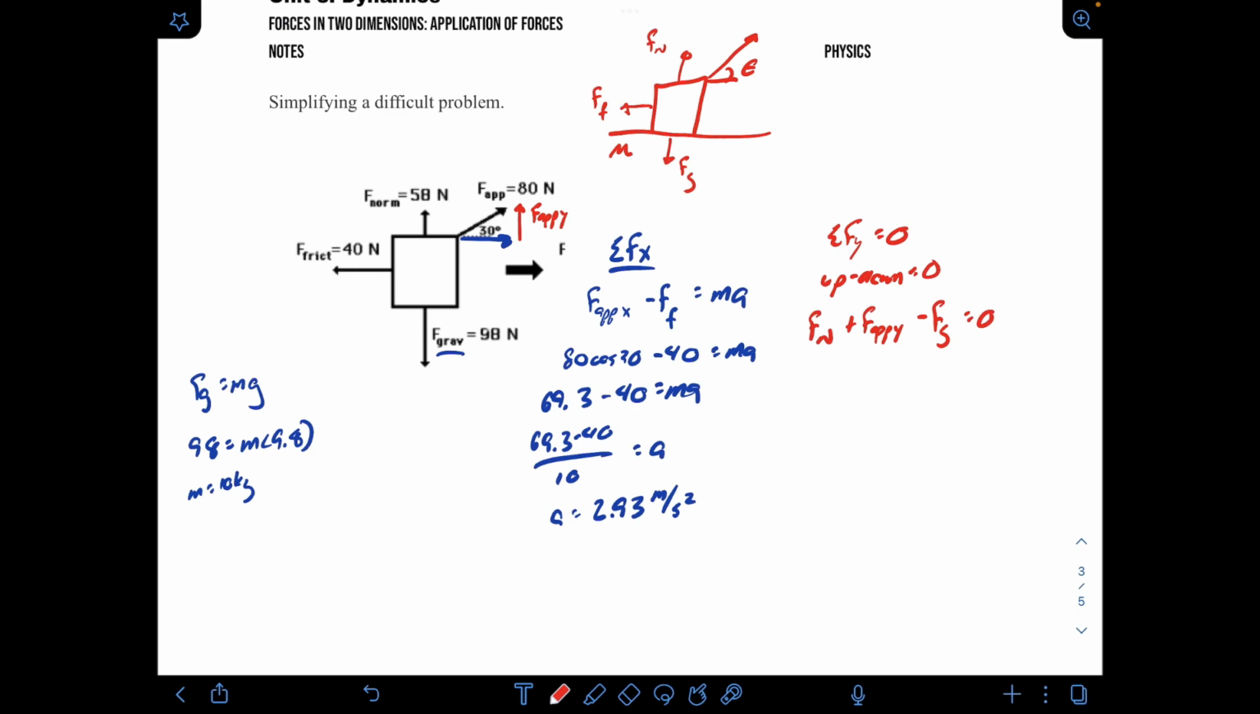So when I start plugging stuff in, the normal force looks like that's 58. The applied force in the y direction looks like it is 80 sine 30 minus 98. So 58 plus 80 sine 30 minus 98. So I end up getting 0 is equal to 0, which is what we hope for in terms of how we do these questions.